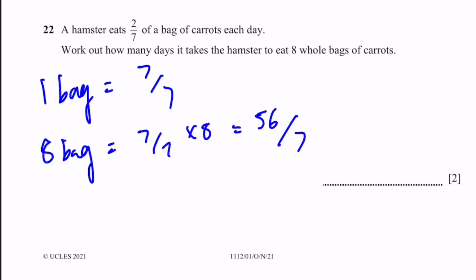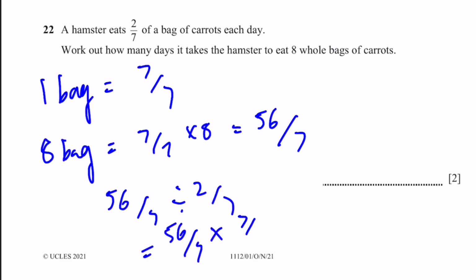And then a hamster eats 2 by 7 of a bag of carrots each day, which means that how many days will it take? It'll take 56 by 7 divided by 2 by 7, which is equal to 56 by 7 into 7 by 2. Now we can cancel out the 7s. 56 by 2 is 28 days. So the answer is 28 days.